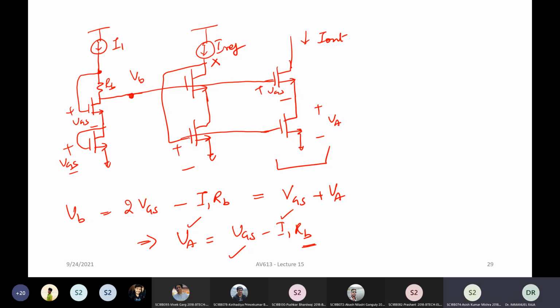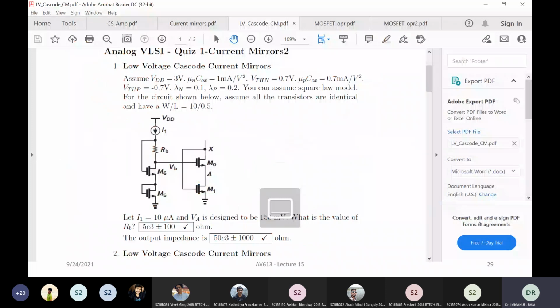Okay, sir. Then if this is done, then only I1 equals IREF, right? Yes, I1 equals IREF. Okay, sir. Nothing was mentioned in the question whether it's a current mirror or not. Given that it was understood, and I think we had discussed it in class also, I believe, or rather a little briefly. Okay, sir. Yeah, I had put low voltage cascode current mirrors as the title.